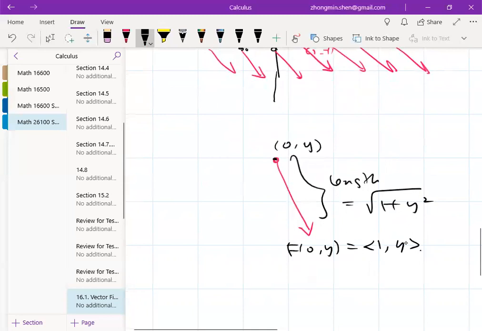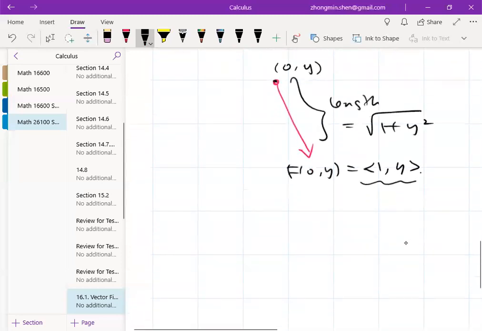If you are only given this notation for the vector, then how do you draw it? You don't know the starting point, so the starting point is always the origin. But if you know the location, then you can draw the vector more precisely, because you know the starting point.